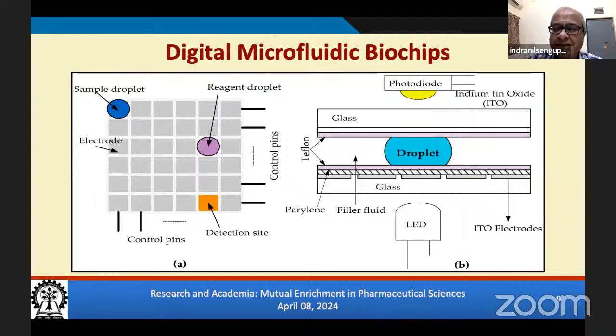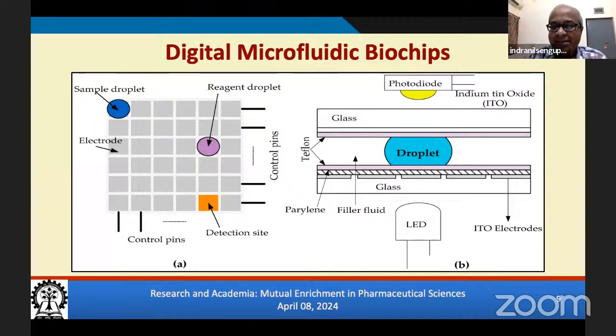Here, the basic concept I'm trying to say, not going into the detail, the sample you're collecting, blood, urine, or whatever, the reagents that you are using to carry out the clinical test, all of them are defined as small drops. There are two layers. You put the drops in between the two layers. You see, there are two layers of glass. The droplets are in between the two layers.